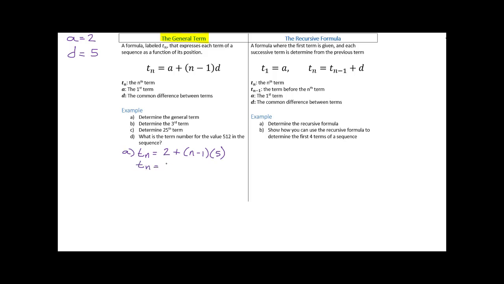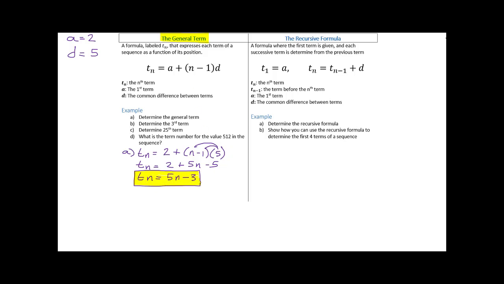So what we want to do is simplify this. So 5 times n, 5 times 1, so I have 2 plus 5n minus 5, and now we can just clean it up and make it into 5n, and the 2 minus 5 becomes negative 3. There is what we call my general term. So I can use this to find any term in the sequence. 5 times the term number minus 3.